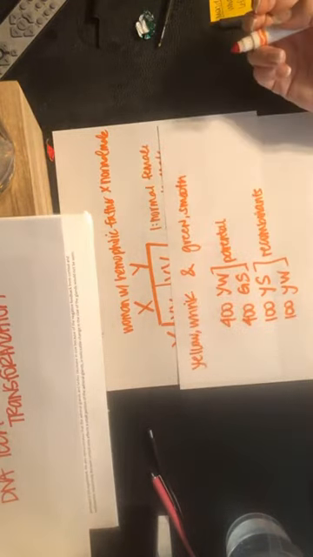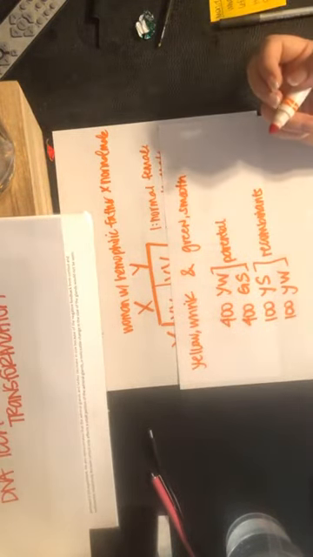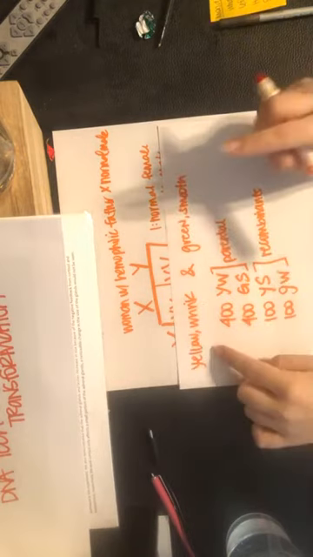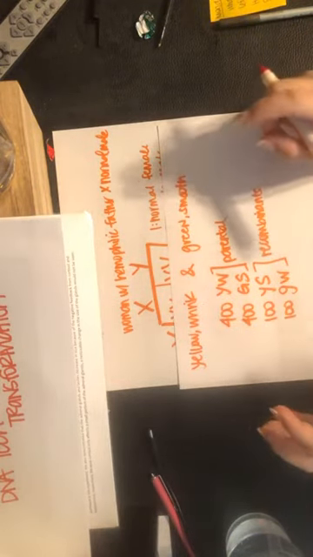I think I wrote something wrong. Sorry, this should be green wrinkled. So we've got our green and our wrinkled together and our yellow and our smooth together. Those would be combinations of the parents.